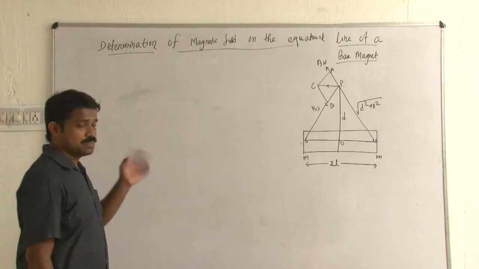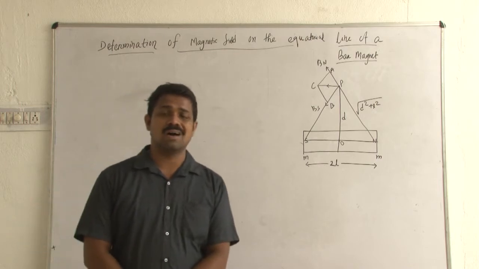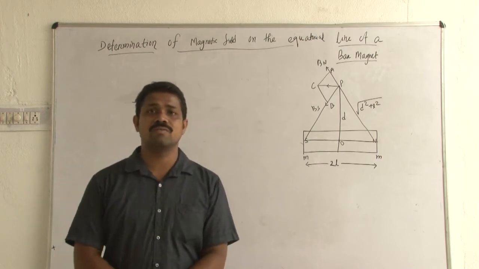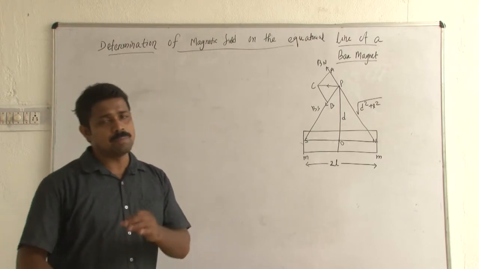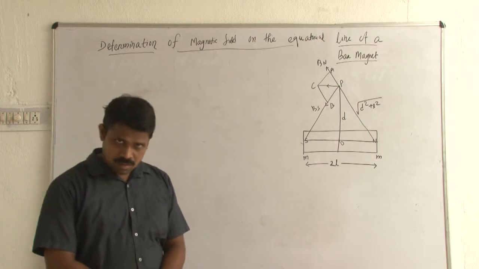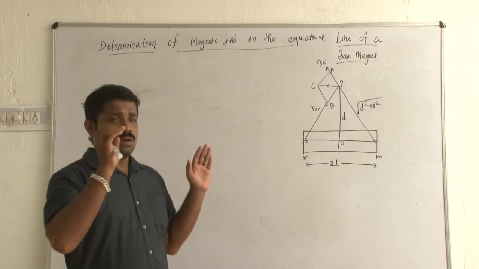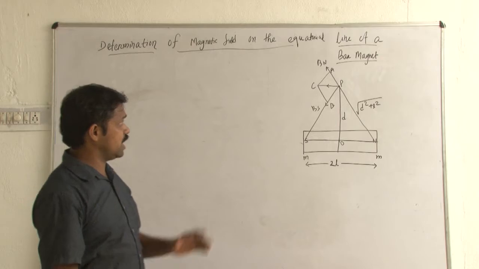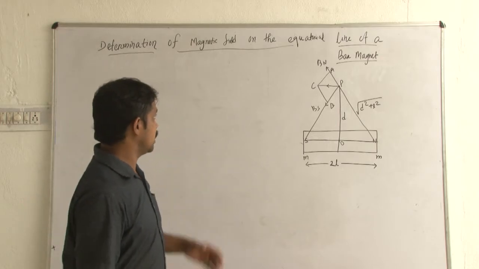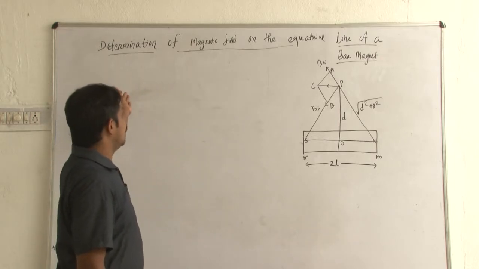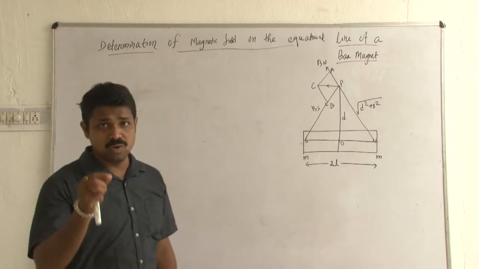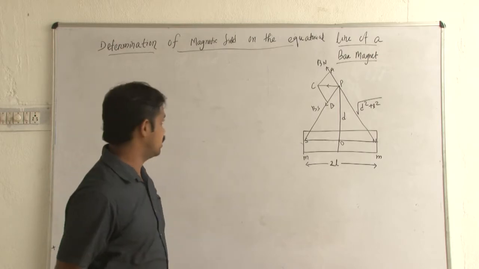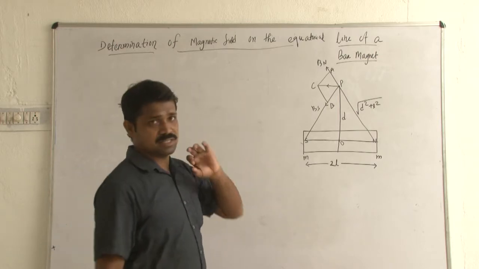Okay. So in the previous class, we discussed the determination of magnetic field on the axial line of a bar magnet. We have already discussed how we calculate the magnetic field on the axial line of the bar magnet. So in this class, we are discussing the determination of magnetic field on the equatorial line of a bar magnet. Clear?